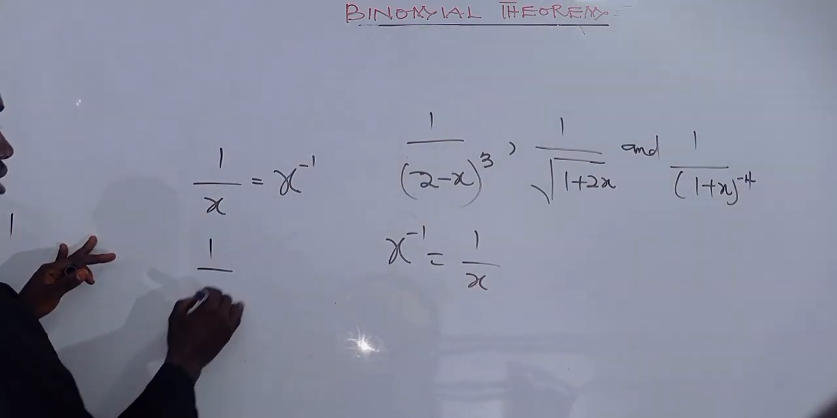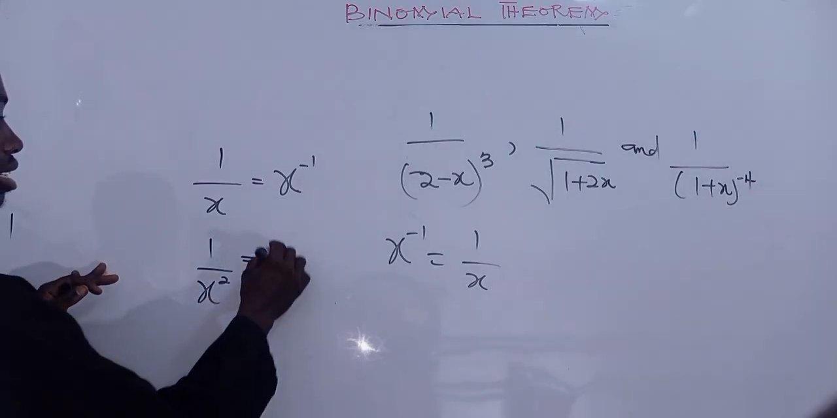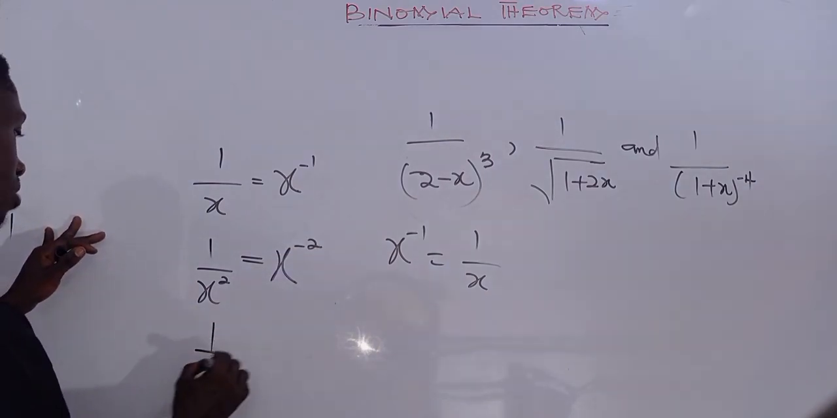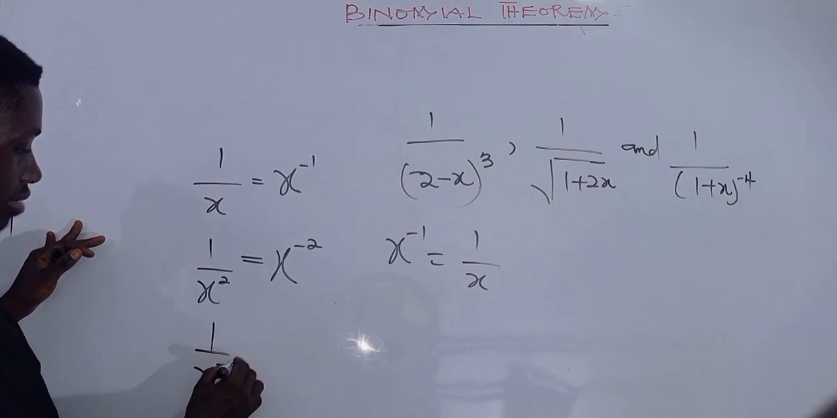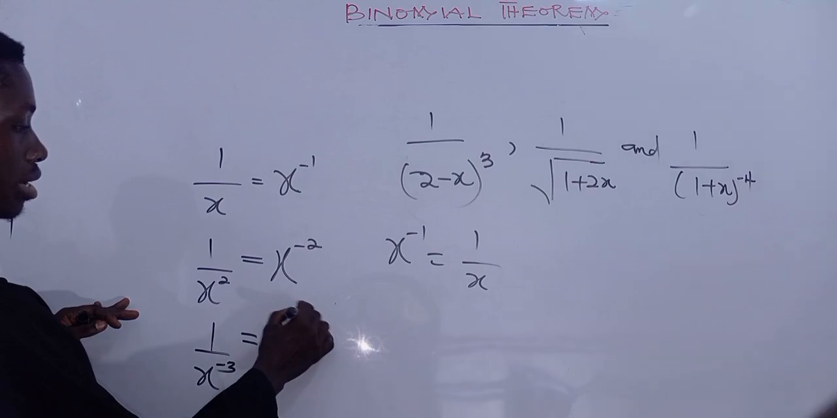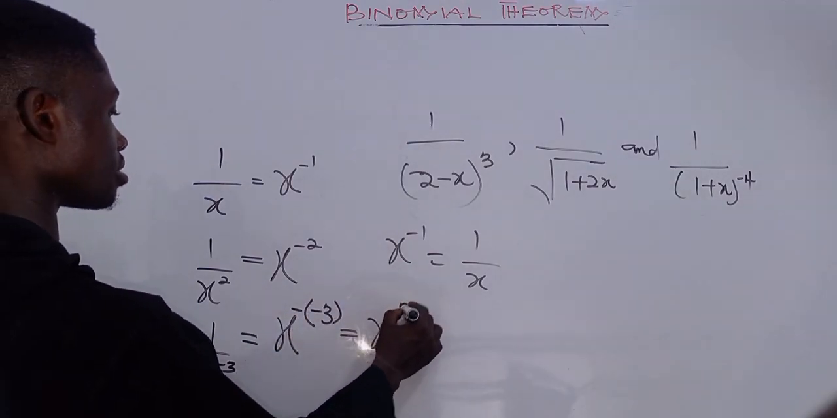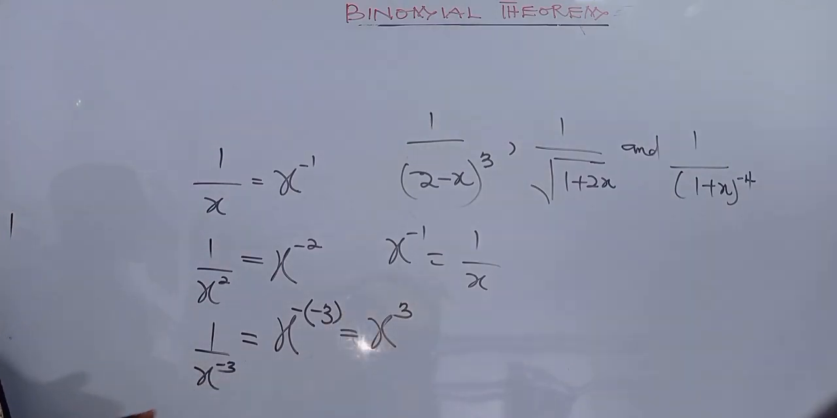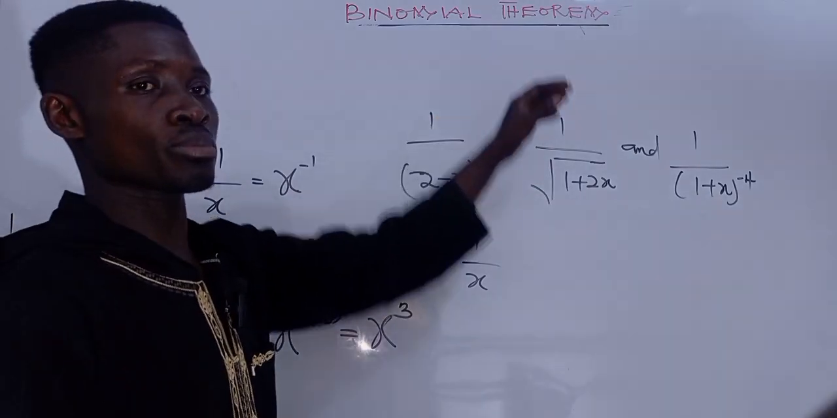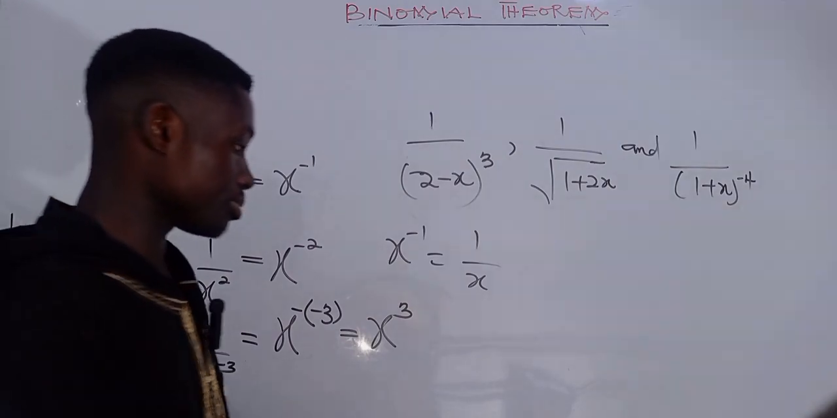Also, if you have 1 over x raised to the power 2, in indices, we can write it as x raised to the power negative 2. If you have 1 over x raised to the power negative 3, it can be written as x raised to the power negative and then negative 3. So at the end, it is going to give you x raised to the power 3. So we are going to base on these concepts under indices to solve questions under binomial theorem, which involves fractions. So let's take our first example.